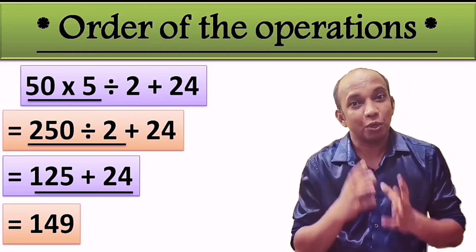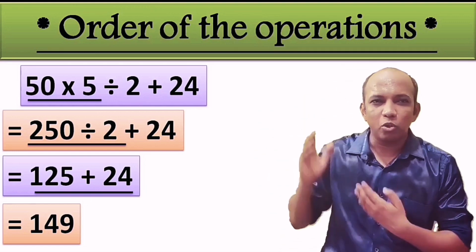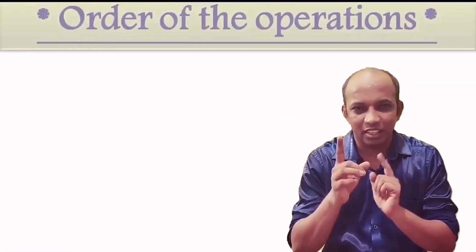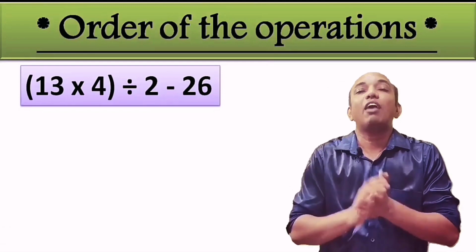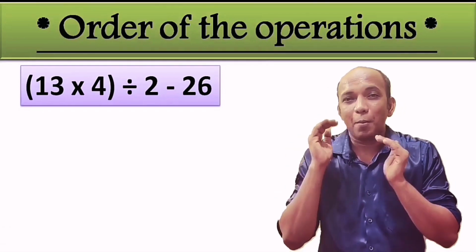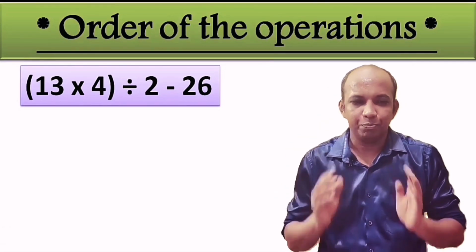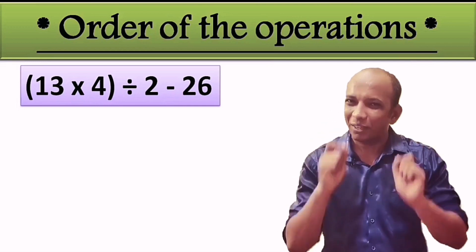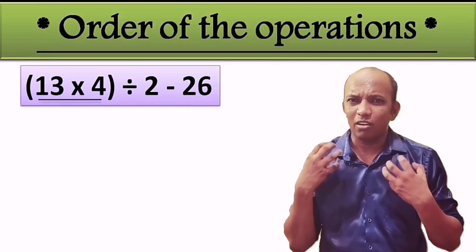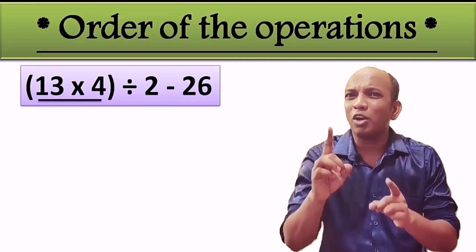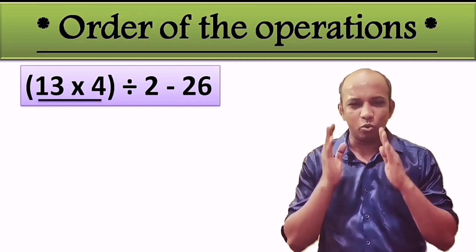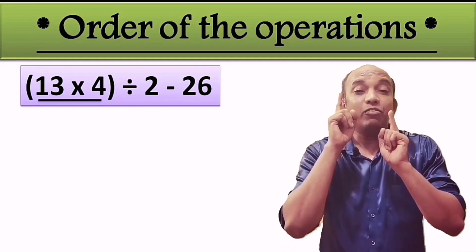The most important part that I had explained is about brackets also. So let's try to solve one sum including a bracket. Okay, so here is the sum on the board. In the bracket we have 13 into 4 and outside the bracket we have divided by 2 and minus 26. So very first we have to open the bracket first. Luckily we have only one operation in the bracket, so only that operation we have to solve.